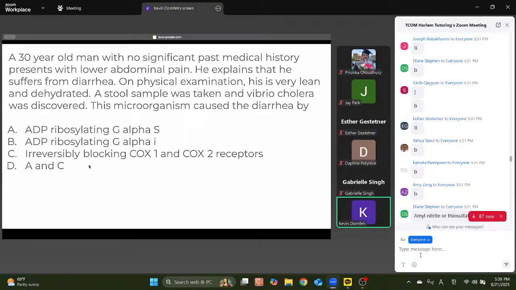So by ADP-ribosylating G alpha I, what is it specifically doing to G alpha I? Yeah, exactly. It's inhibiting it, right? So that means that G alpha I can't decrease the level of cAMP, which means that cAMP is going to increase, right? Good. So both of these methods increase cAMP in some specific way, right? And C is aspirin. You're gonna learn that later if you don't know that now.